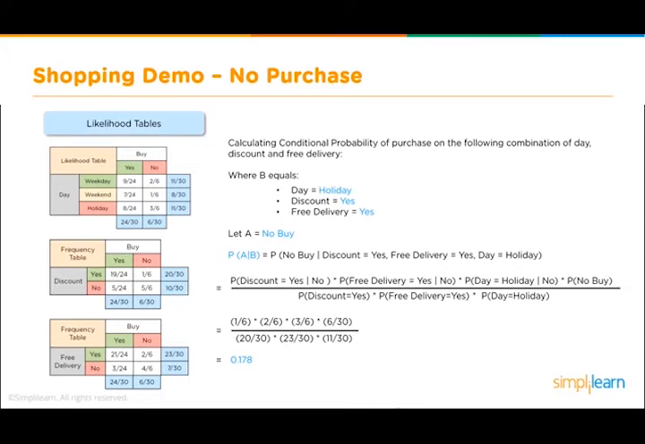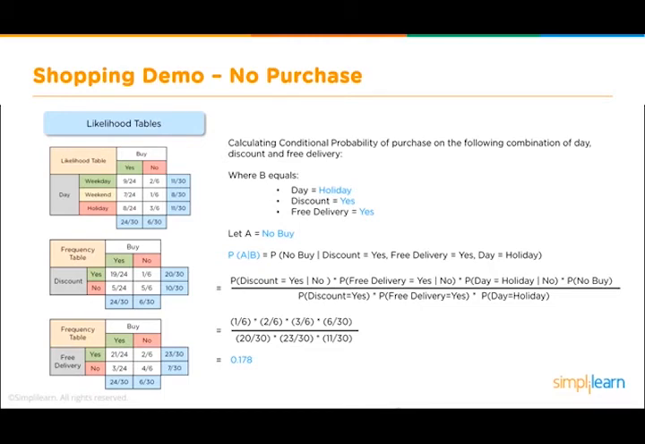Remember that equals the probability of A given the condition B. And in this case, we just multiply those three different variables together. So we have the probability of the discount times the probability of free delivery times the probability the day equals a holiday. Those are our three variables of the probability of A if B. And then that is going to be multiplied by the probability of them not making a purchase. And then we want to divide that by the total probabilities, and they're multiplied together.